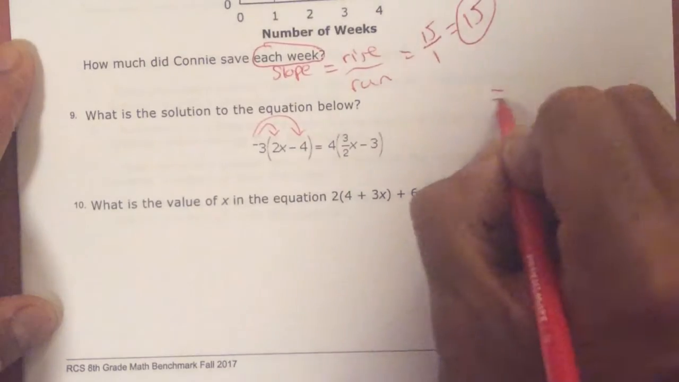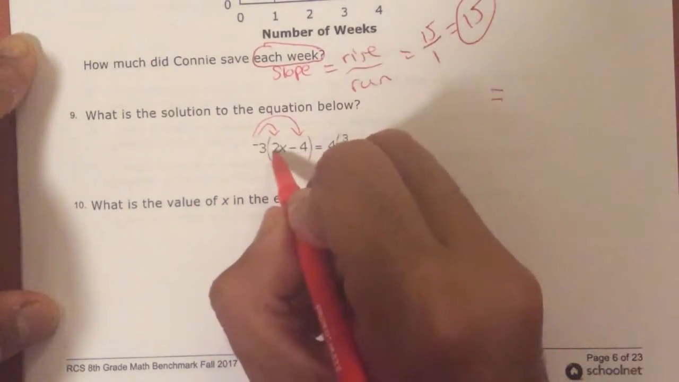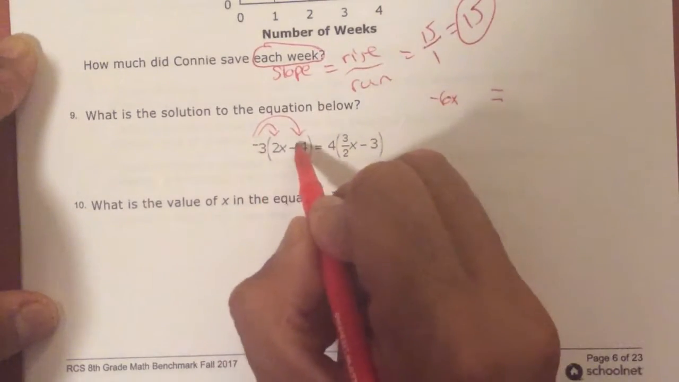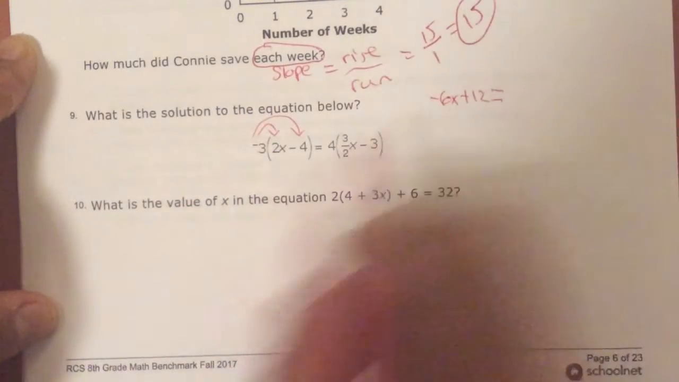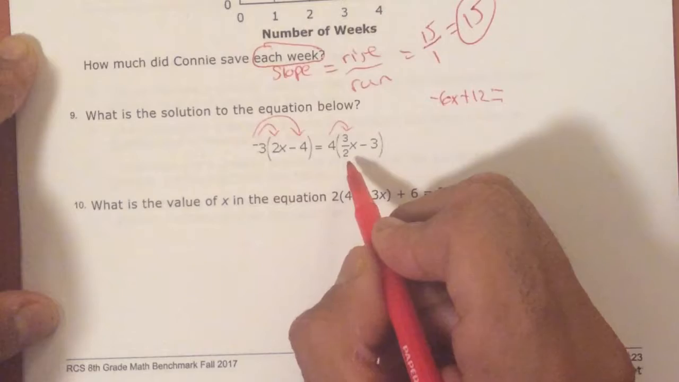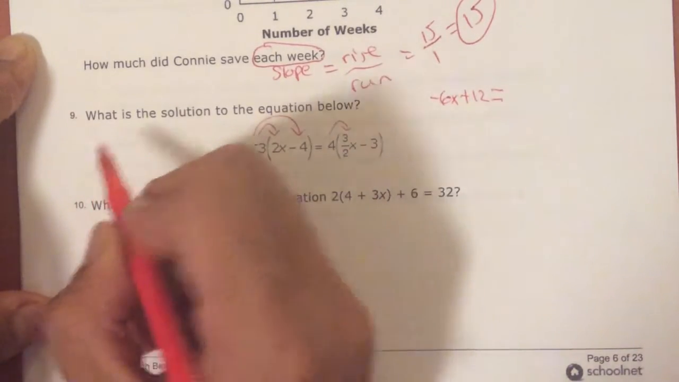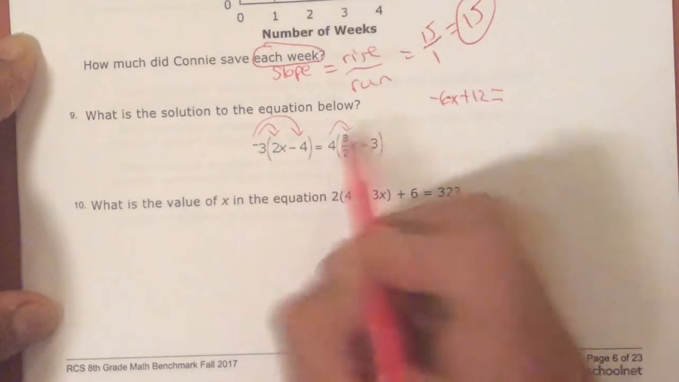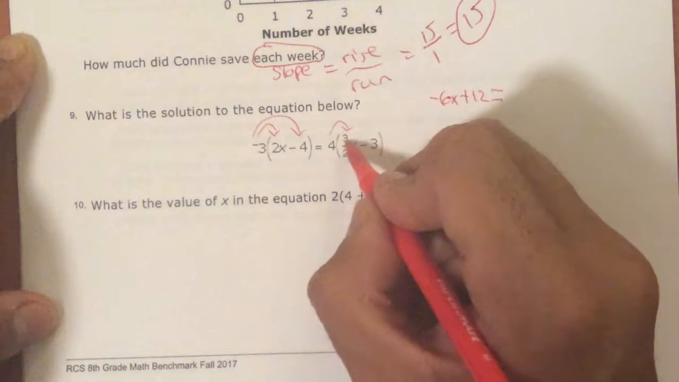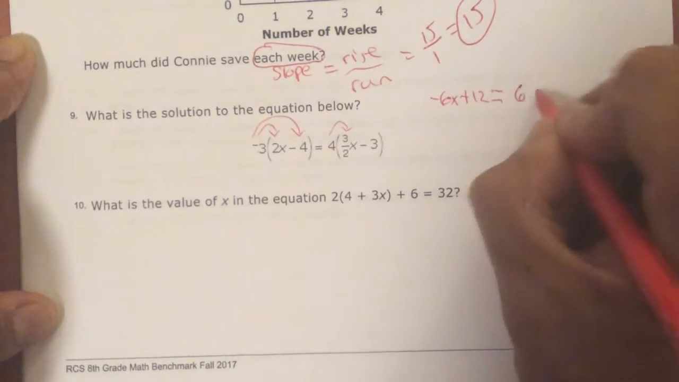So I'm going to continue the problem over here. Okay, so first thing I'm going to do is take care of the left side. So negative 3 times 2x is negative 6x. Negative 3 times negative 4 is positive 12. Then on the other side, if you have 4 times 3 halves x, remember, you multiply the fraction straight across. You will do 4 times 3 is 12, okay? And then 12 divided by 2 is 6x, okay?